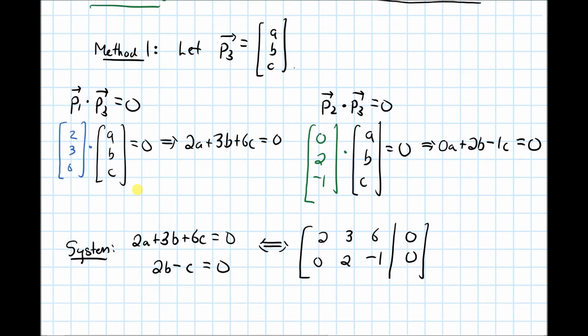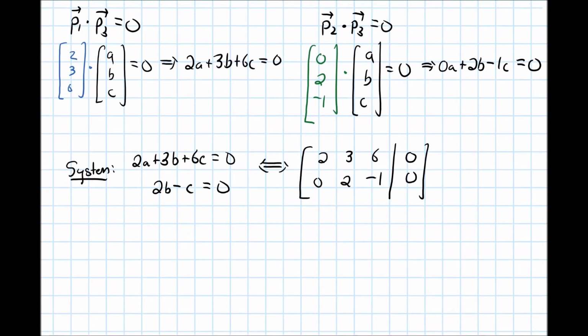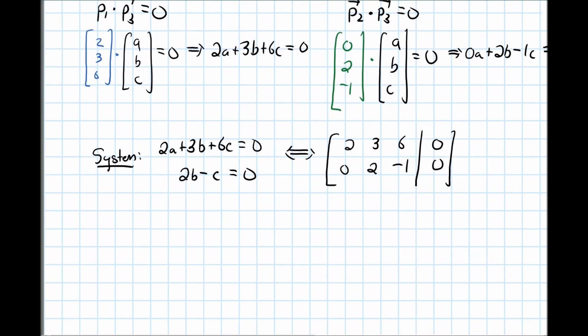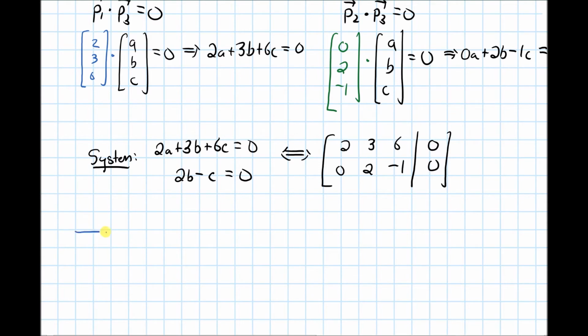Okay, so let's row reduce this, so we can figure out what the solution is to this system. First I'm going to multiply the second row by 1/2 to turn that pivot into a 1 and insert this into the second row. So the first row stays the same as 2, 3, 6 augmented with 0, but the second row gets divided by 2. So I get 0, 1, negative 1/2, 0.